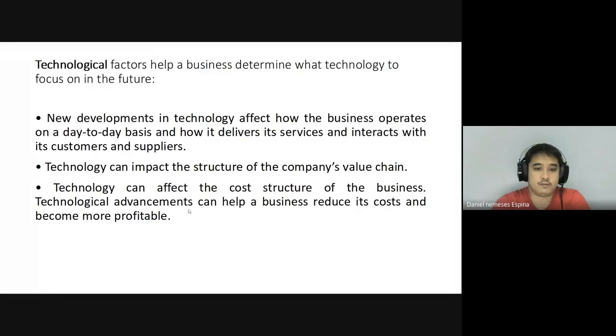Technology can also affect the cost structure of the business. Some technologies help the business reduce its cost by increasing the efficiency and quality and reducing defects or waste. So it can reduce the cost and it will lead to higher profitability.